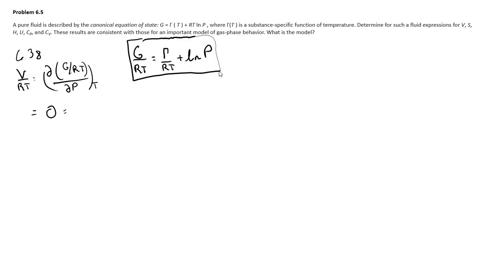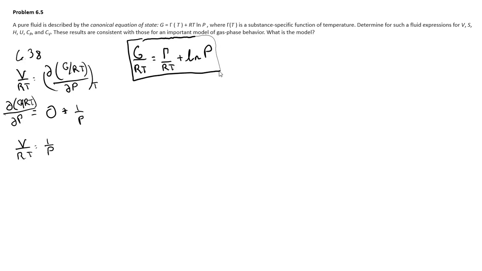All right. And then what do we have? Partial G over RT, make sure we keep straight what we're doing. So that's equal to that, and then plus the derivative of natural log of P. That's just 1 over P. All right. So what we have now is V over RT is equal to 1 over P.